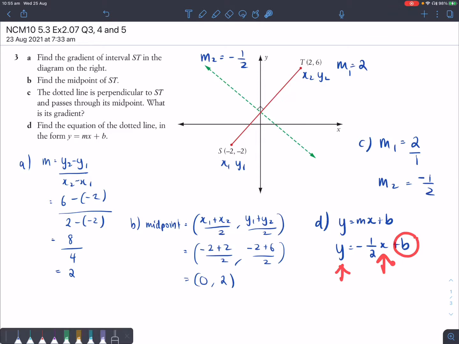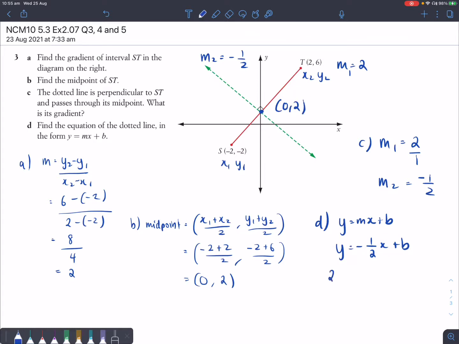So where's my x and y come from? Well, this line here passes through this point. And this point is basically what we found as the midpoint of this line. Okay, so this is actually 0, 2. It's the midpoint of this point and that point. And if that line now has a gradient of -1/2 and it passes through this, we're able to substitute these two values as our x and y values. So our x value now is 0 and our y value here is 2.